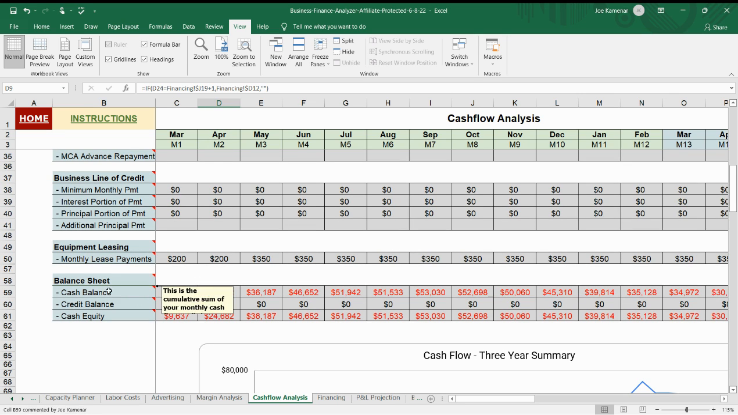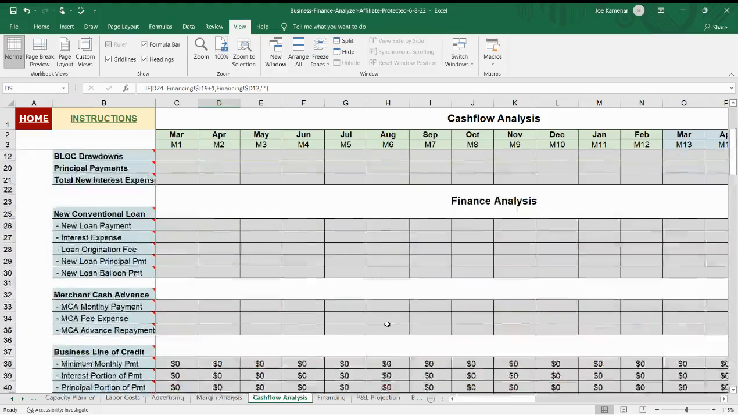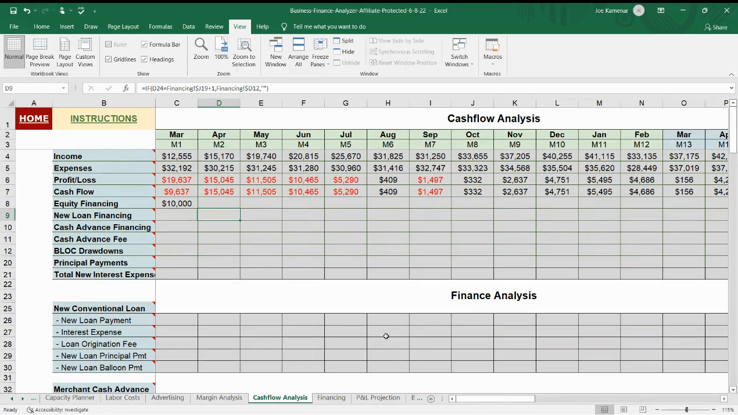And as I mentioned, your balance sheet here. Your cash balance, this is your cumulative cash balance, which is your cash flows. The worse it gets, the higher this number gets. So when you start going cash positive, the number goes down. Your credit balance is the amount of money that you owe across all your borrowings. Right now, we didn't borrow, so it's at zero. And of course, your cash equity, which is basically the difference. And then you have some charts and graphs that you can work with for you to put into your business plan. So how do we fix this?